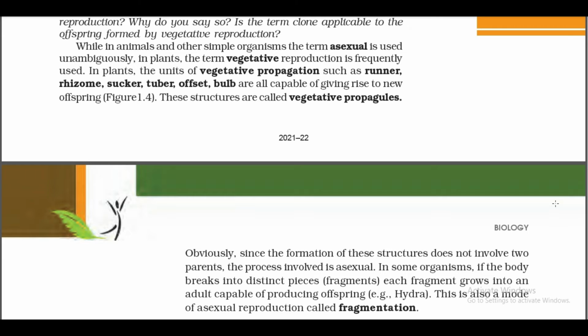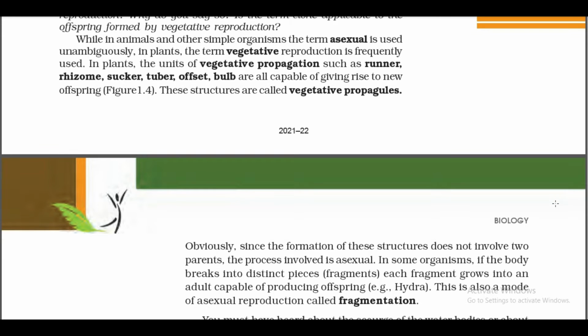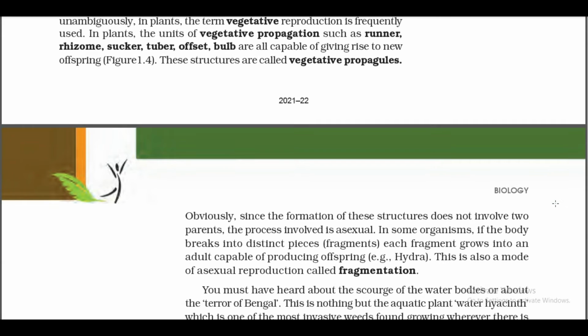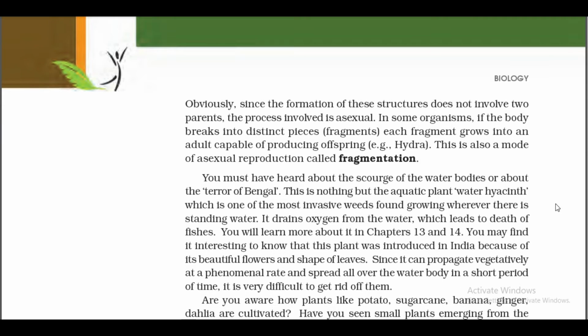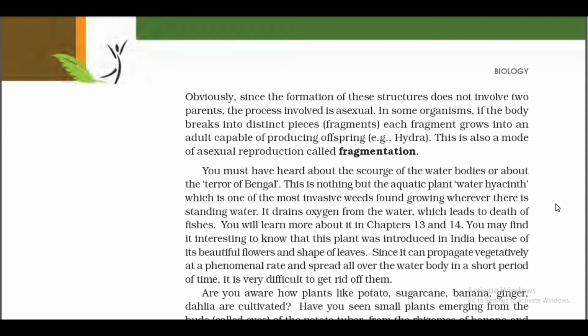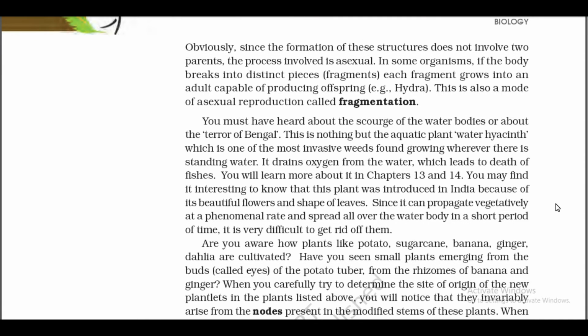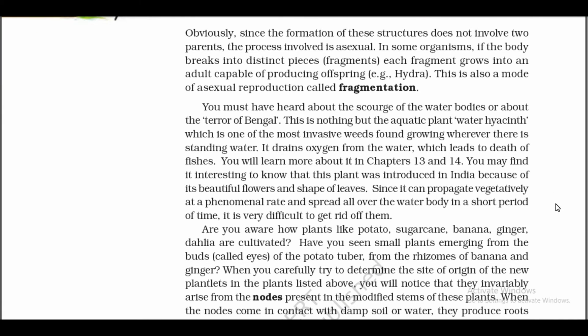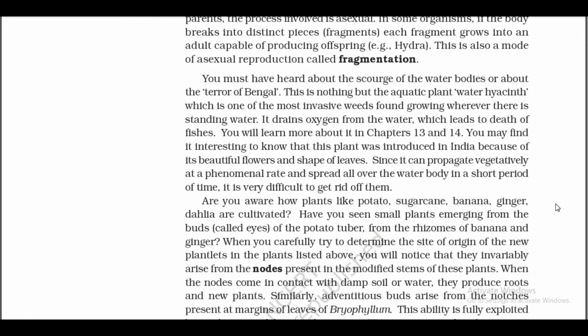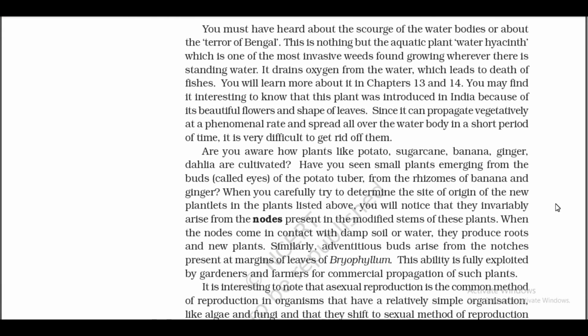These structures are called vegetative propagules. Obviously, since the formation of the structure does not involve two parents, the process involved is asexual. In some organisms, if the body breaks into distinct pieces, fragments, each fragment grows into an adult capable of producing offsprings. Example, Hydra. This is also a mode of asexual reproduction called fragmentation.